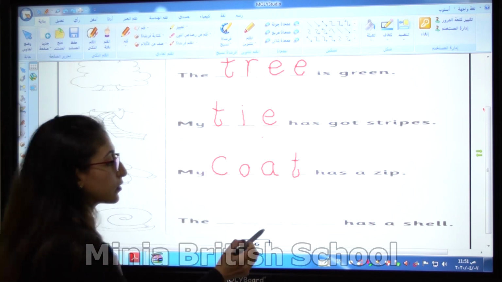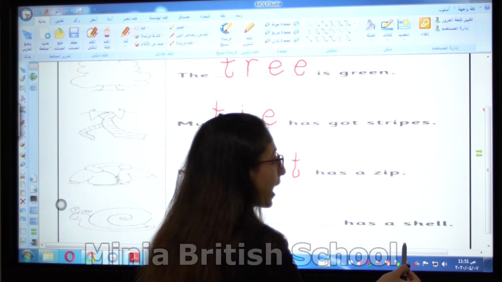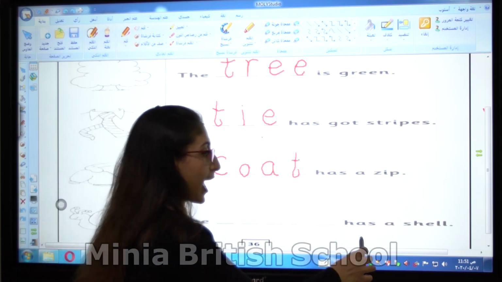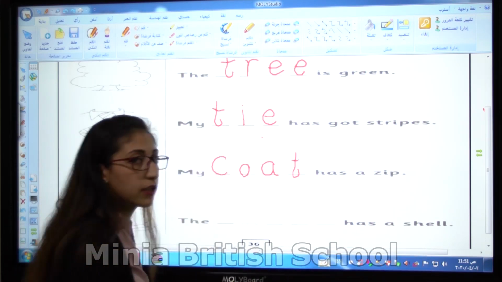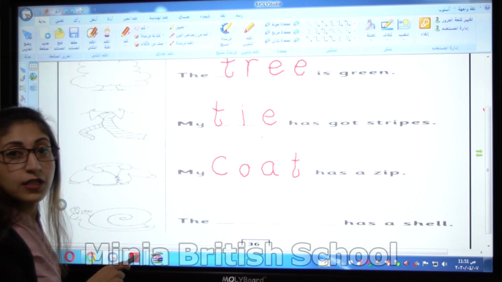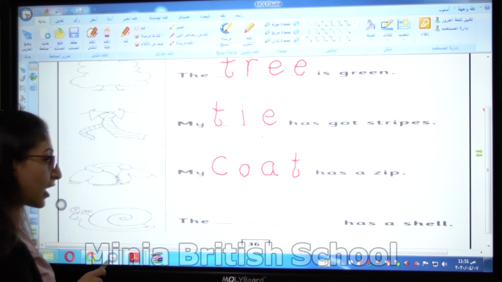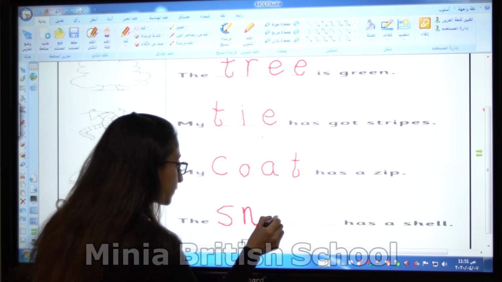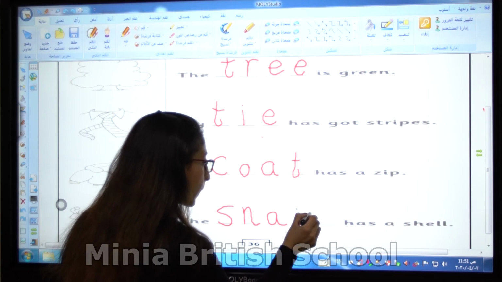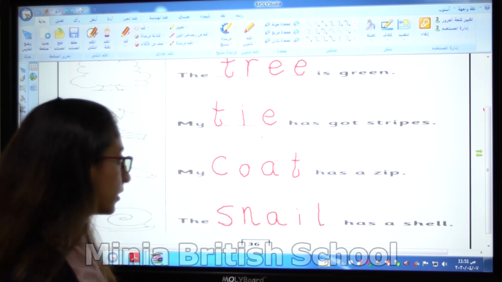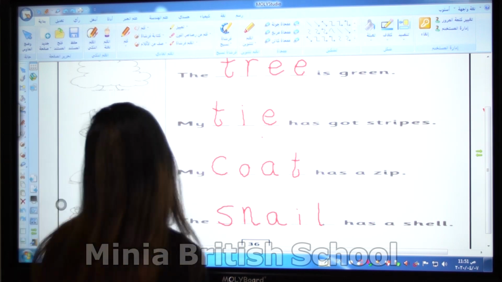The last one here. The dots has a shell. The dots has a shell. Look at this picture. What is this picture? Yes, it's snail. The snail has a shell. Excellent, KG.